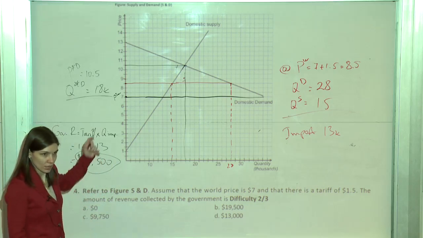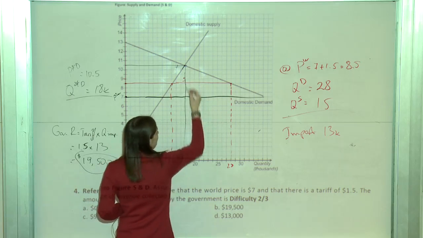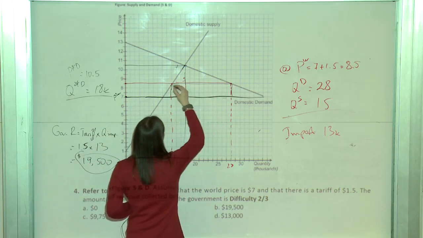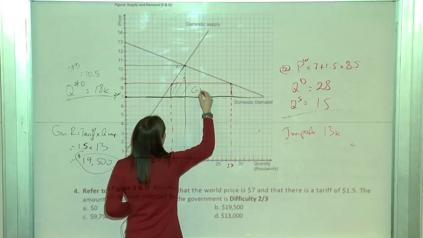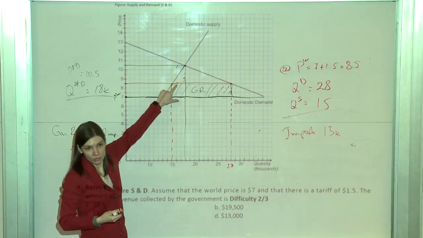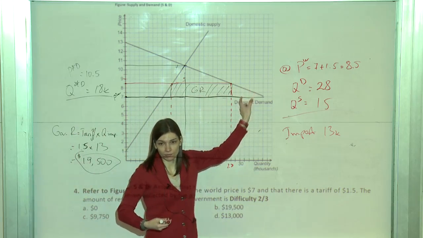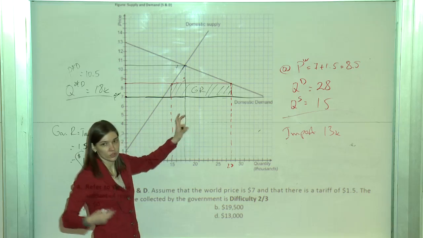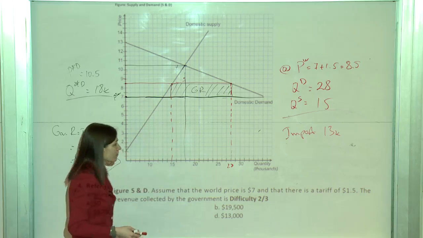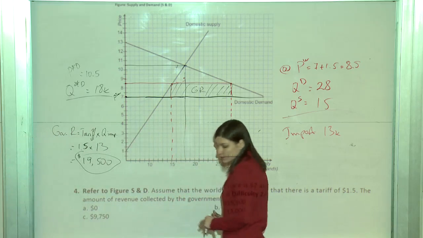And in the figure, it's actually the area of this rectangle. Wait, not this rectangle, this rectangle. Right, this is the government revenue. It's the tariff, right? It's a rectangle. So this one side is the tariff, the other side is how many units we import after the tariff. So this is the amount of the total surplus that's going to go to the government. All right? What did we say? 19,500.